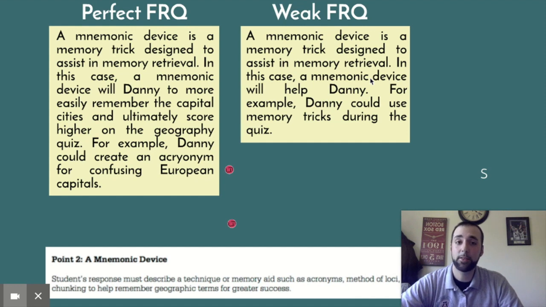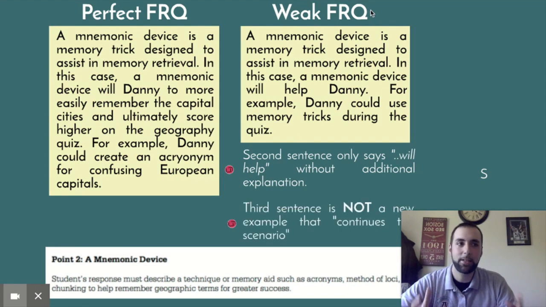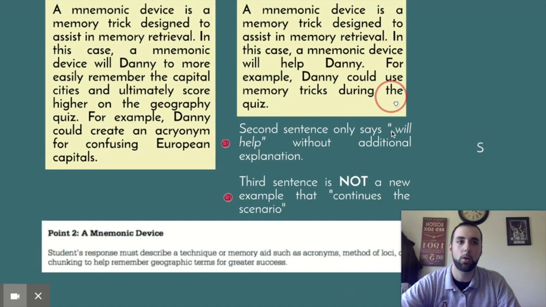This could have actually still scored with a better example, but the example really isn't an example. For example, Danny can use memory tricks during the quiz. Well, what exactly does that mean? It's not clear, at least to me, that the writer of this FRQ really knows what a memory trick is. Since the first student identified acronyms, it's really clear. There's no debate. This student knows exactly what a mnemonic is. This one, it's too weak. Just will help without any additional circumstances, that's not going to score.